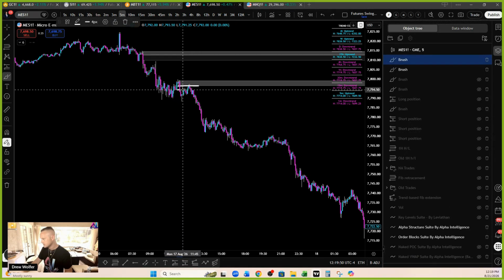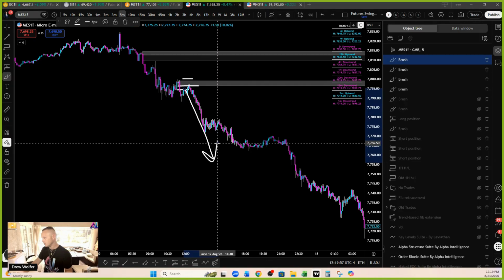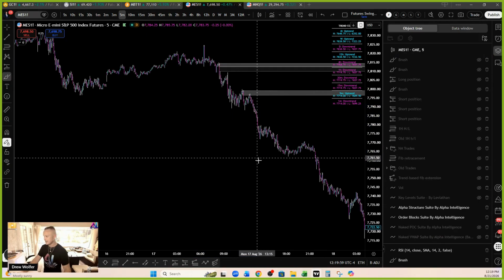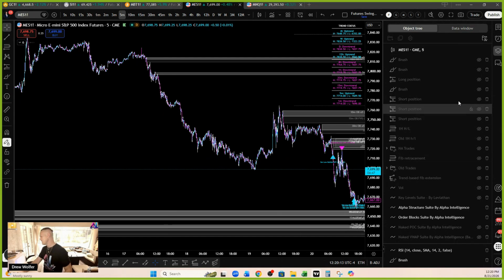So let's say your worst case scenario is you enter here at the bottom of the fair value gap, you place your stop outside, and boom. And then you would have been able to, again, catch the trend. This is the trend following strategy, okay? Now, let's see how that would have worked out.